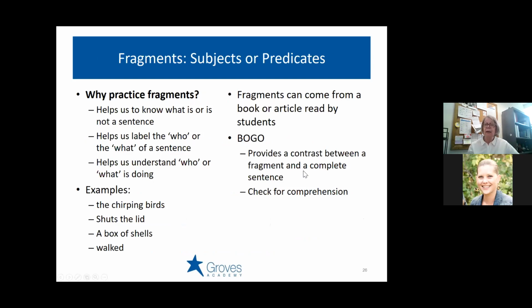So we practice fragments because it'll help students know what is or is not a sentence. And it helps you to label the who or what in a sentence, and to understand what the who or what is doing. So in other words, if we have the chirping birds, okay, then I could say, the chirping birds did what? What did they do? Oh, the chirping birds flew. Where? From one tree to the other. Great.